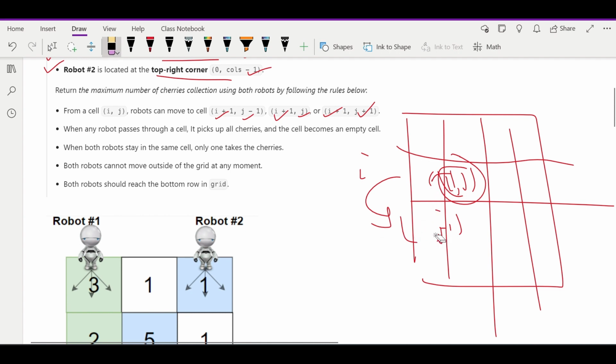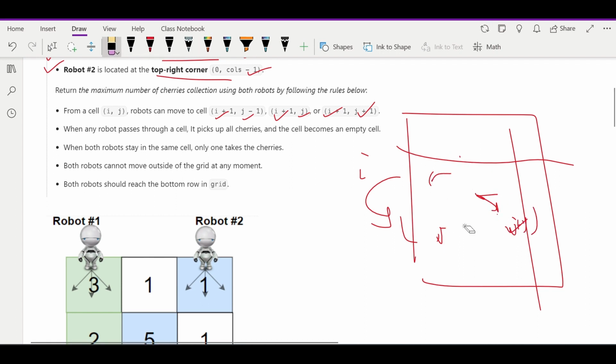Next would be i plus 1, j, which means only the row is increasing. This is the second movement. The third movement would be i plus 1 and j plus 1, which means the row is increasing and the column is also increasing. This is the third movement. So these are the three movements you have encountered so far.